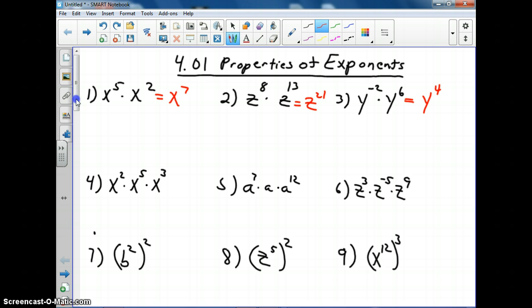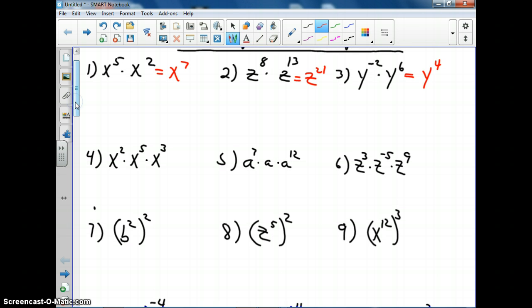Now look at the next ones. We've got 3 of them: x to the 2nd, x to the 5th, x to the 3rd. Do you still add them all together, even though there are 3? It's going to equal x to the 10, because 2 plus 5 plus 3 is 10. That's easy. Let's look at the next one.